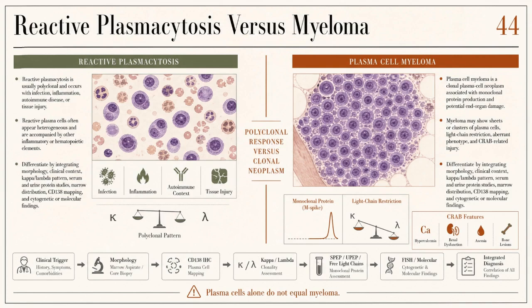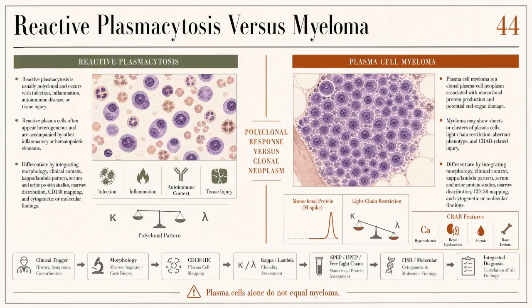From a pathology and histology standpoint, both conditions involve increased plasma cells within bone marrow or lymphoid tissues, but their cellular characteristics and clinical context differ substantially. Morphologically, reactive plasma cells tend to be heterogeneous and maintain a balanced expression of kappa and lambda light chains, reflecting their polyclonal nature. Myeloma plasma cells, however, are clonal and exhibit light chain restriction, which is a hallmark of neoplasia.